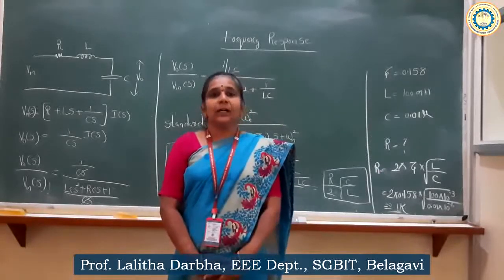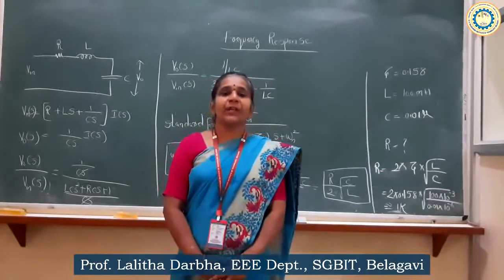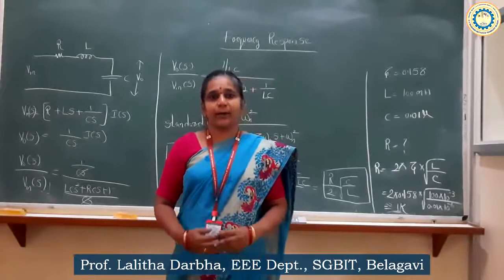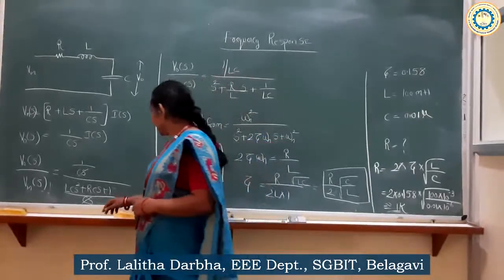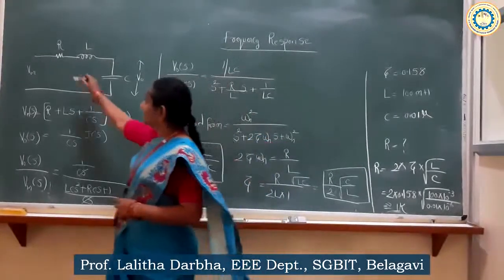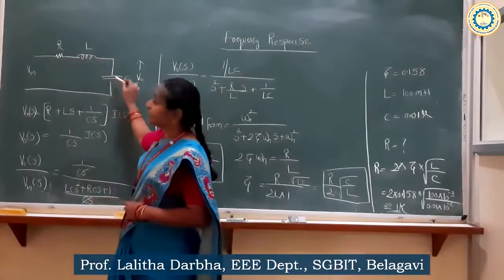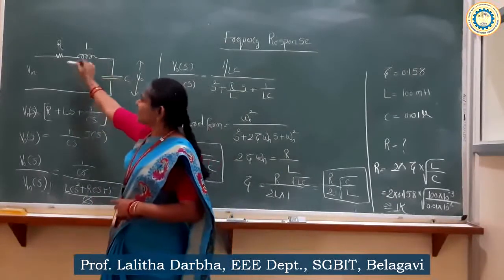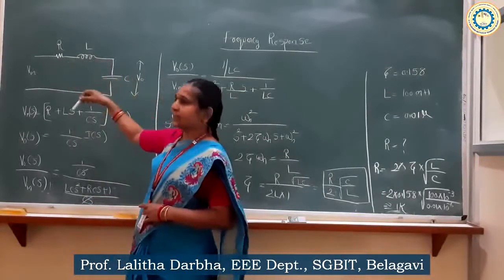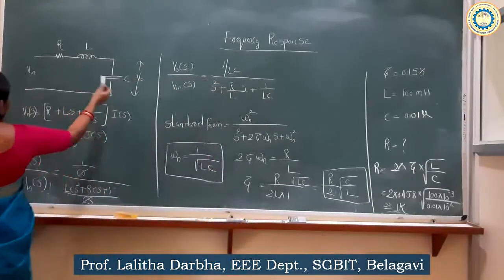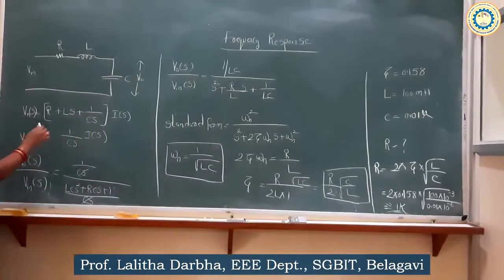Good morning. Today we are going to discuss the frequency response characteristics of a second order system. A second order system has resistance, inductance and capacitance. So this is the standard second order RLC type of system. Let us look at the expression for the transfer function.